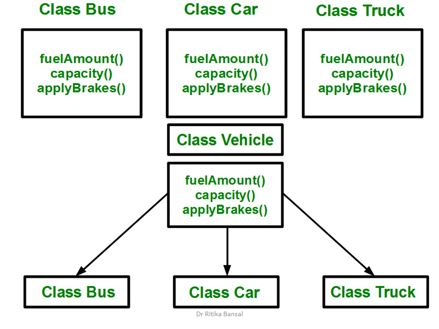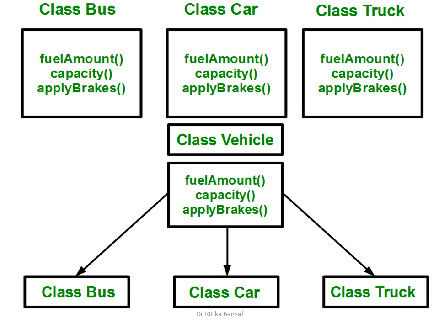In this example, we will try to understand what we mean by inheritance. At the top of the example, you are seeing three boxes representing the class bus, class car, and class truck. Class bus has three functions: fuel amount, capacity, apply brakes. Class car has the same three functions: fuel amount, capacity, and apply brakes. Class truck also has three functions: fuel amount, capacity, and apply brakes.